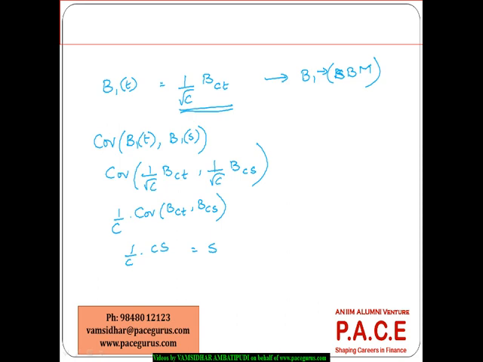So that means any process which is of this form, 1 by root c times Bct, is also a standard Brownian motion. This is called the scaling property of the Brownian motion. Any process which is 1 by root c times Bct is also a standard Brownian motion itself.